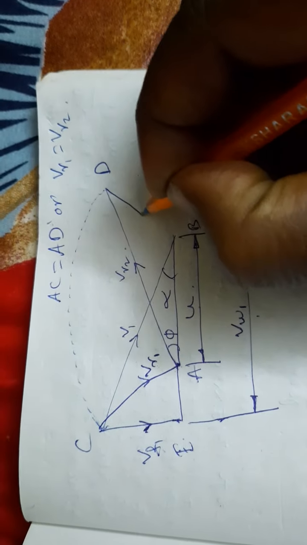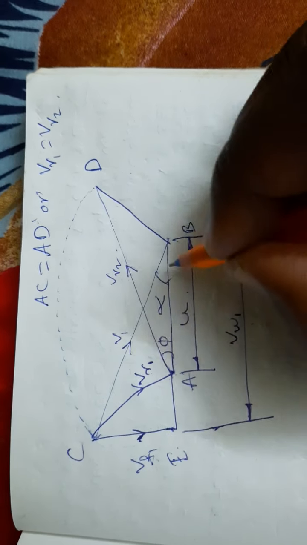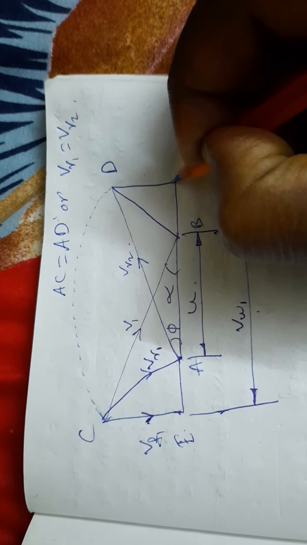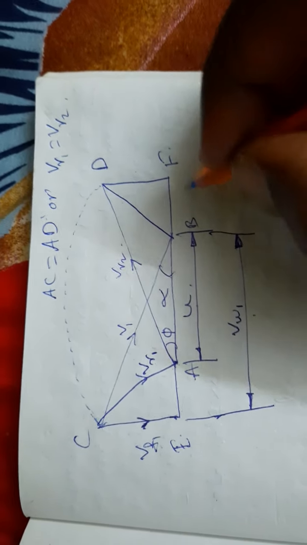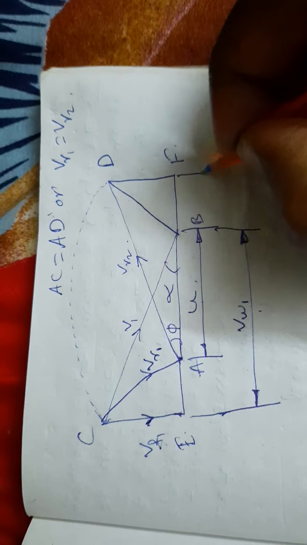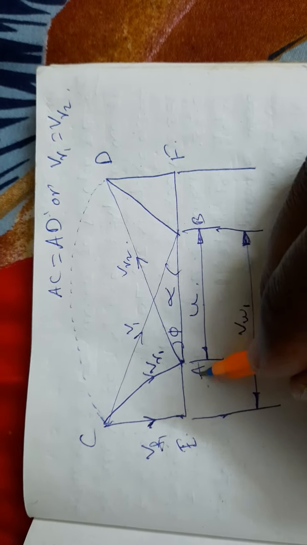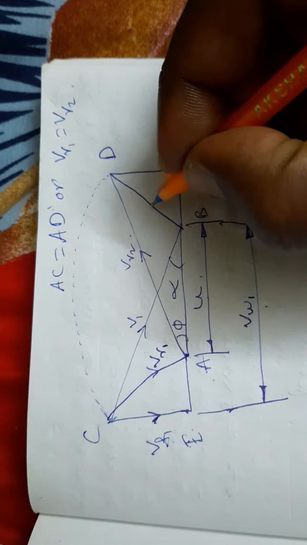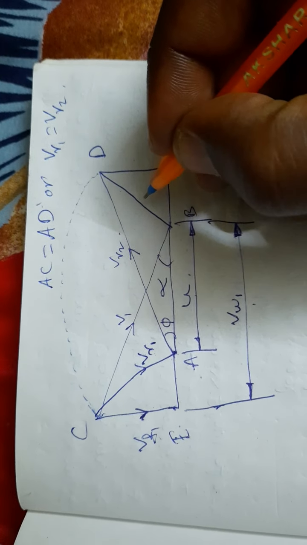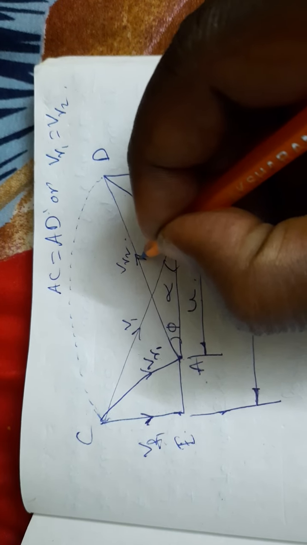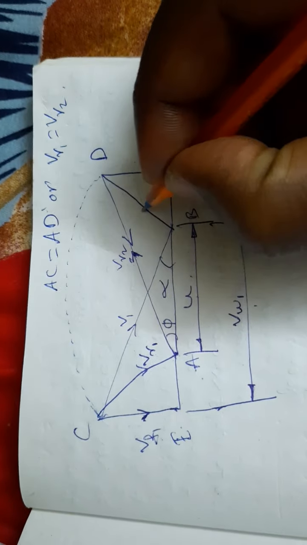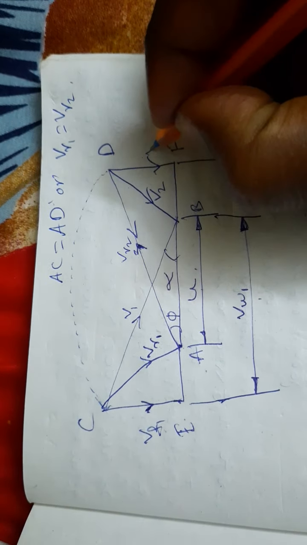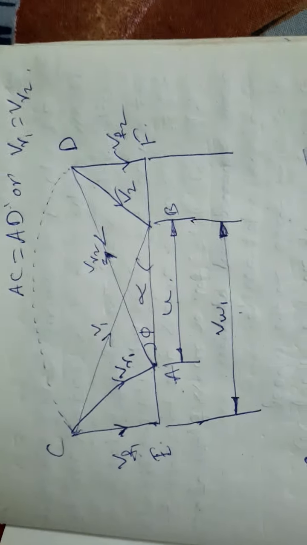Now join BD, extend the AB line and draw the perpendicular line from D. Now it is F. So triangle AFD is the outlet velocity triangle. So the arrow is the same. So V2, VF2.